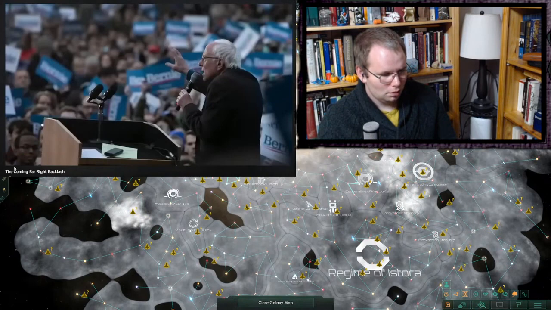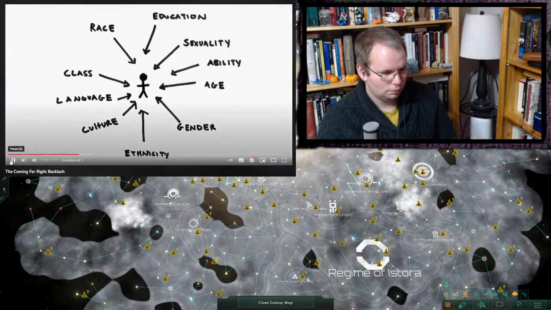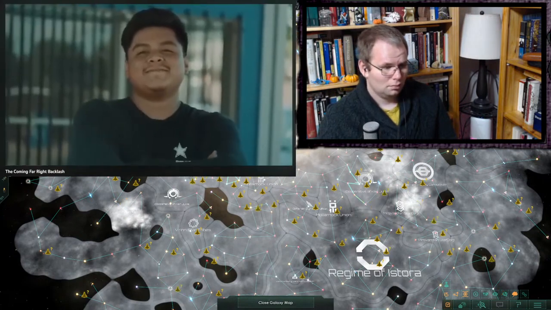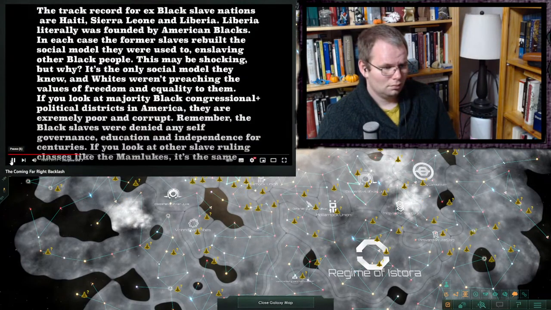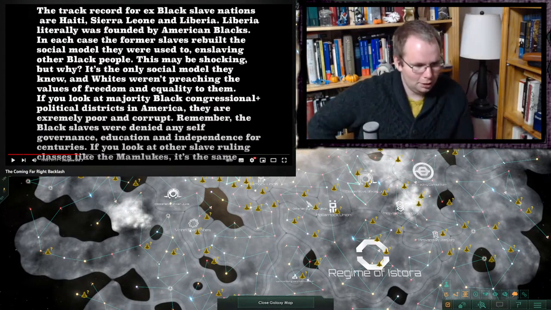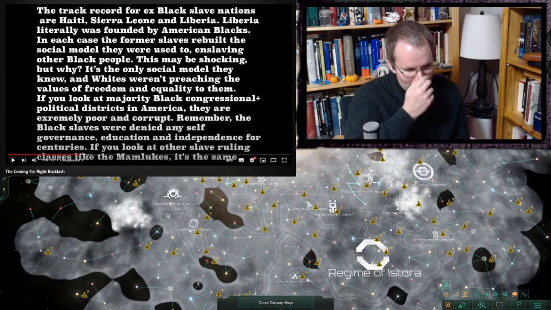As said before, the problem with the left's coalition is that it's literally designed off groups that have failed to end up in the ruling coalition. Let's take ethnic minorities. Asians and Hispanics largely want to assimilate into white America, and the track record for ex-black slave nations are Haiti, Sierra Leone, and Liberia. Liberia literally was founded by American blacks.